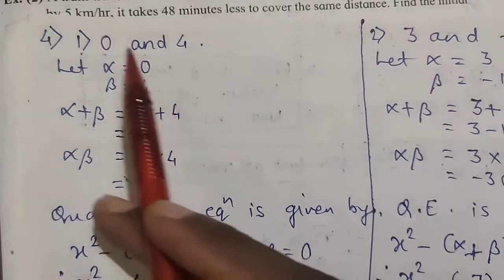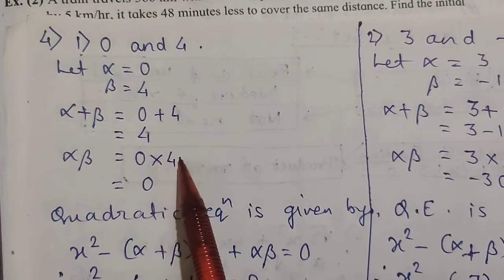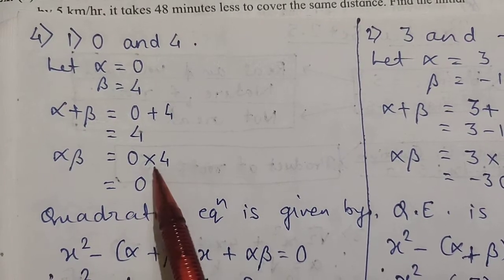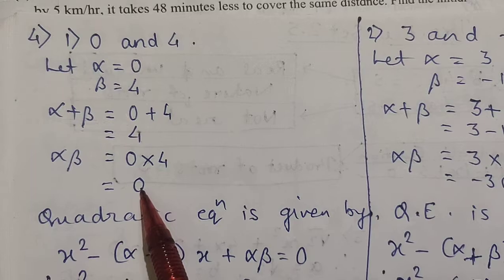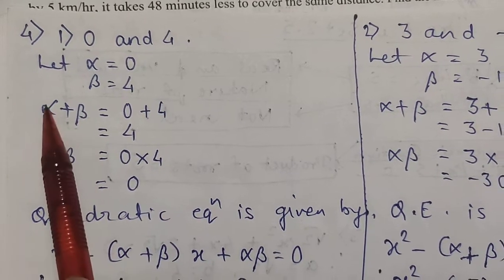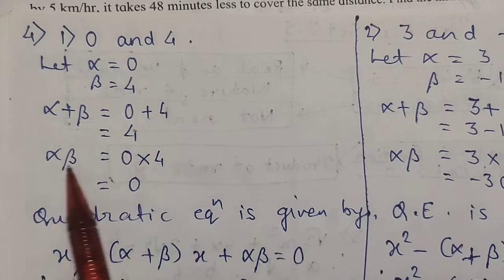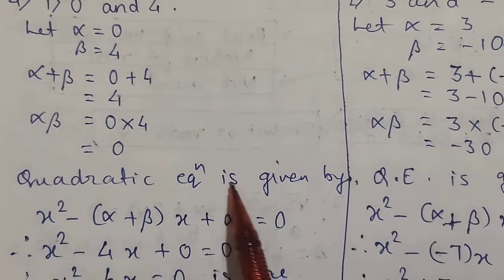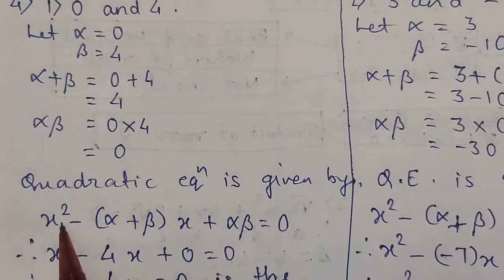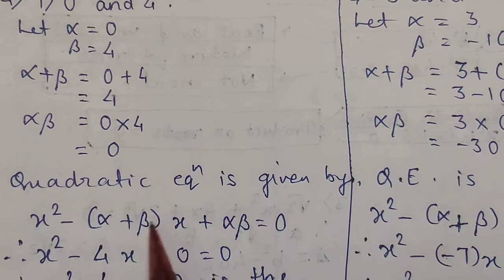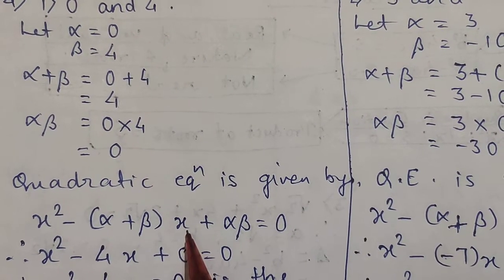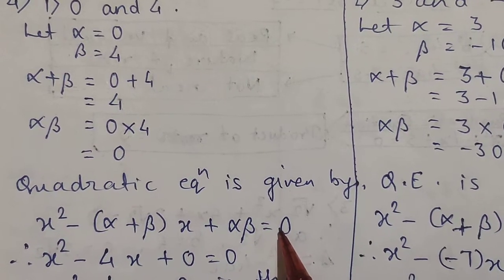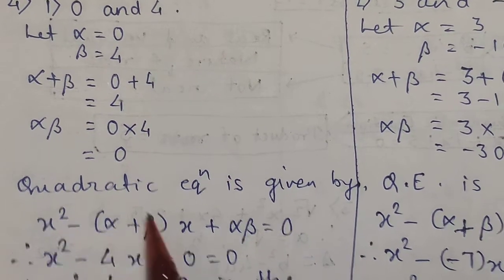Alpha into beta means 0 into 4, because alpha is 0 and beta is 4. If you do 0 into 4, you get 0. So you have alpha plus beta and alpha beta. Now you know this is the formula: the quadratic equation is given by x square minus (alpha plus beta) x plus alpha beta is equal to 0.